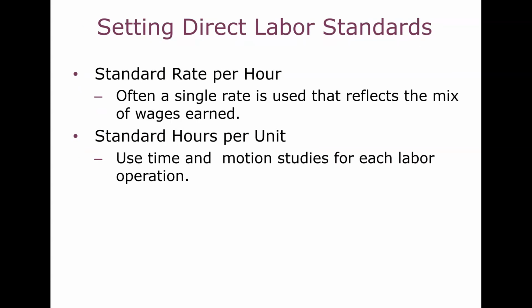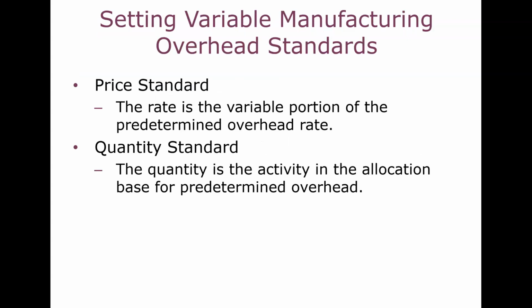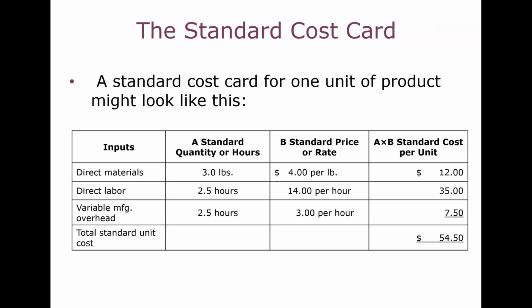We will do the same thing for direct labor. We will have the hourly rate and then also how many hours are required per unit. And of course, we have to include manufacturing overhead. And we will have a price standard and a quantity standard for the variable manufacturing overhead as well.